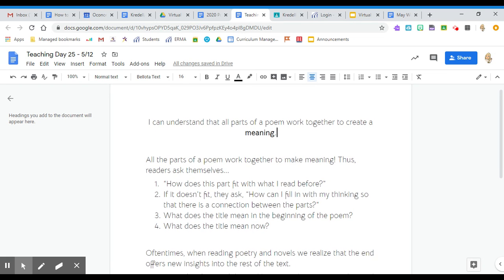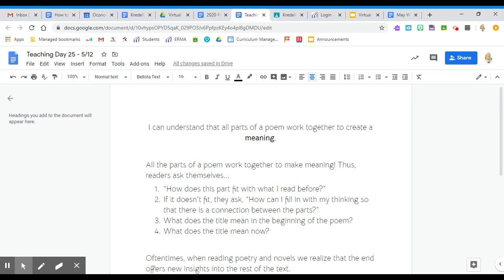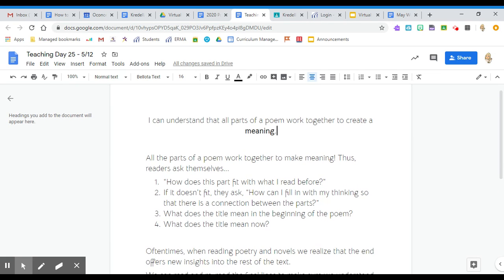So all parts of the poem work together to make meaning, right? All your stanzas, all your lines, especially with poetry, guys. When there's so little, like a lot of them have very few lines, they really are trying to create meaning in a very short amount of time. So you have to figure out how the parts of the poem work together to create some message or some story. So readers ask themselves, how does this part fit with what I read before? If it doesn't fit, you ask yourself, how can I fill in my thinking so that there is a connection between parts? How can I connect the parts if I don't see the connection right in front of me?